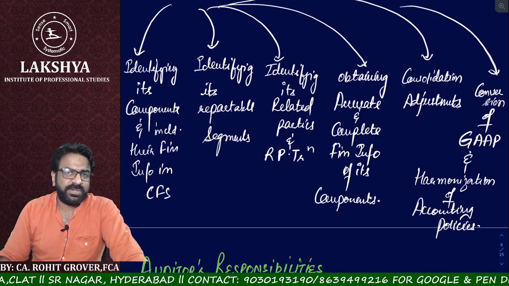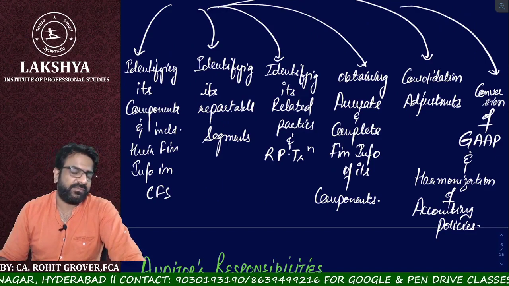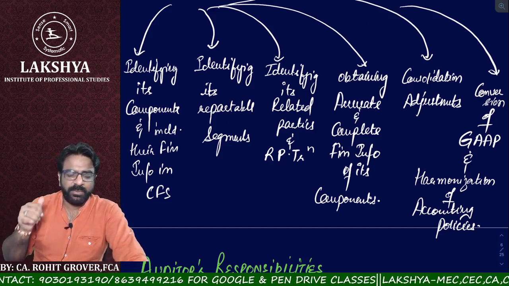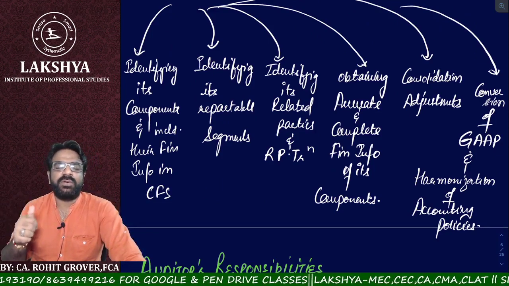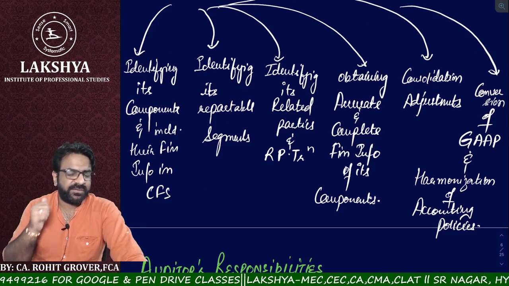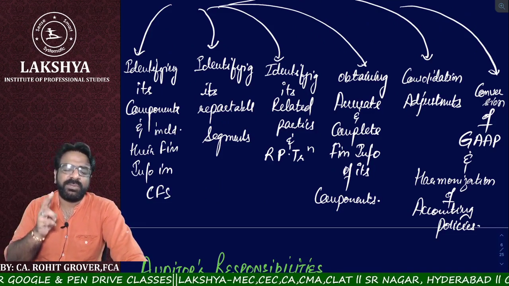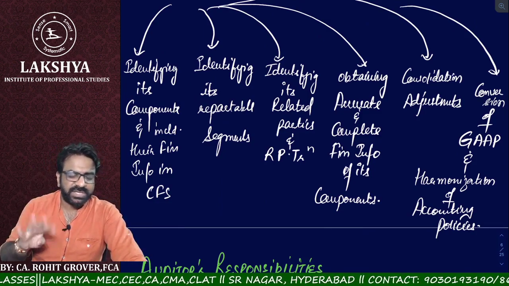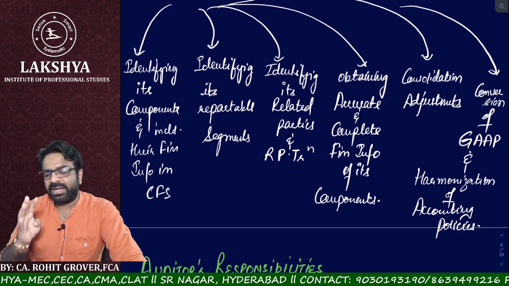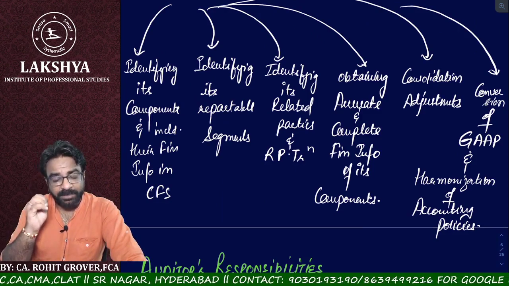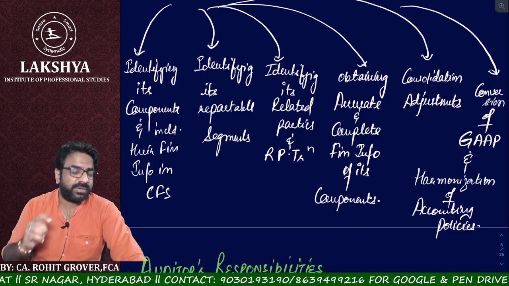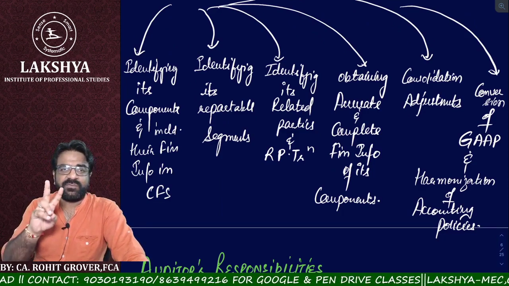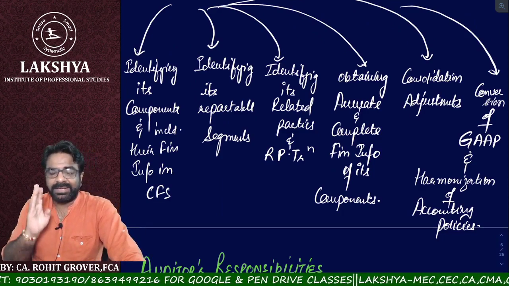So out of 7 responsibilities, 5 we already know, which are given there, and 1 we already know, which we have done in section number 129, subsection 3. So tell me the 5 now. Point number 1, identify its components and include the financial information of the components in CFS. Second one, identifying its reportable segments. Third one, identifying its related parties and related party transactions. Fourth one, obtaining the accurate and complete financial information of its components to be included in CFS, and most importantly, to carry out the consolidation adjustment, which are of two types, permanent and current.